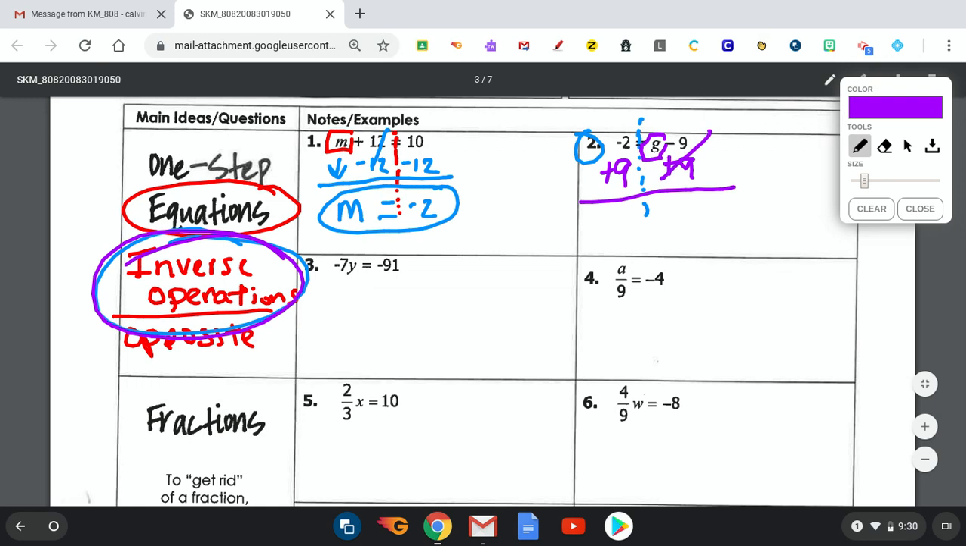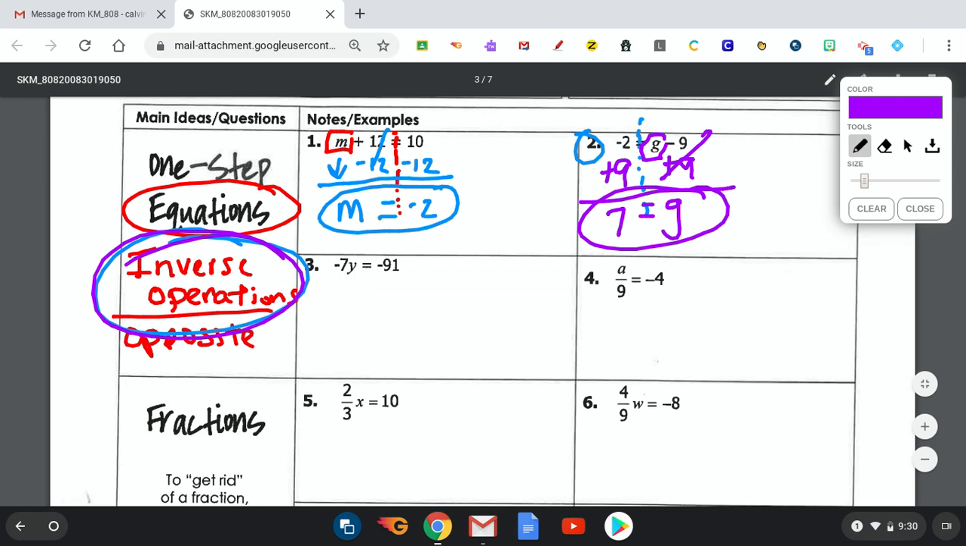This cancels out because they're opposites. So I bring my G down, bring my equal sign down, and then negative 2 plus 9 is a positive 7. So I have G equals 7, or 7 equals G. Okay. So that's the addition and subtraction version. All right. Now I'm going to do the exact same thing with multiplication and division.